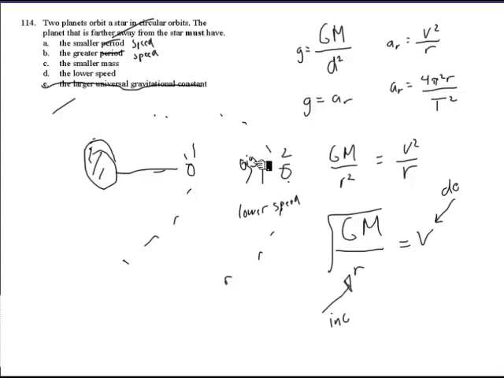So then how come D and B are correct? So what? Then how come, because it says lower speed too. Oh, the planet that is farther away.